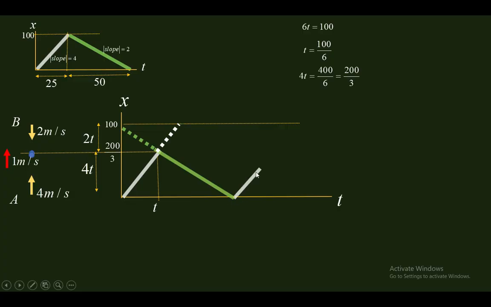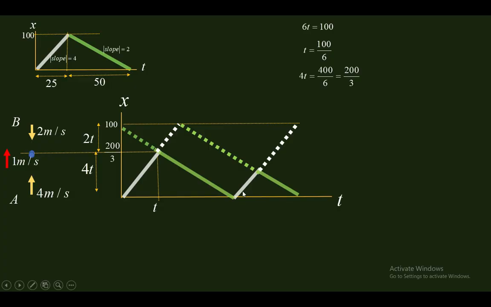So when A returns, now A has velocity 4, so the graph will be like the white graph, that is having slope 4. Here B returns. B will have a velocity 2, so that is a slope equal to 2. Here they meet again, and just after the meet, velocities get interchanged.